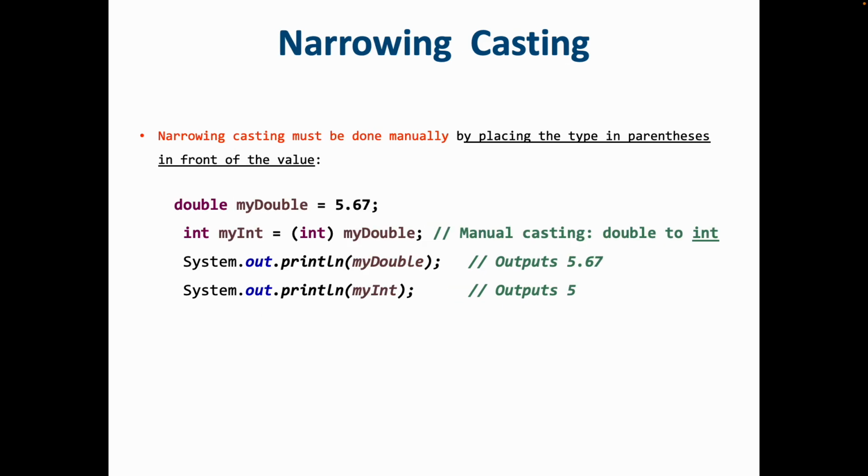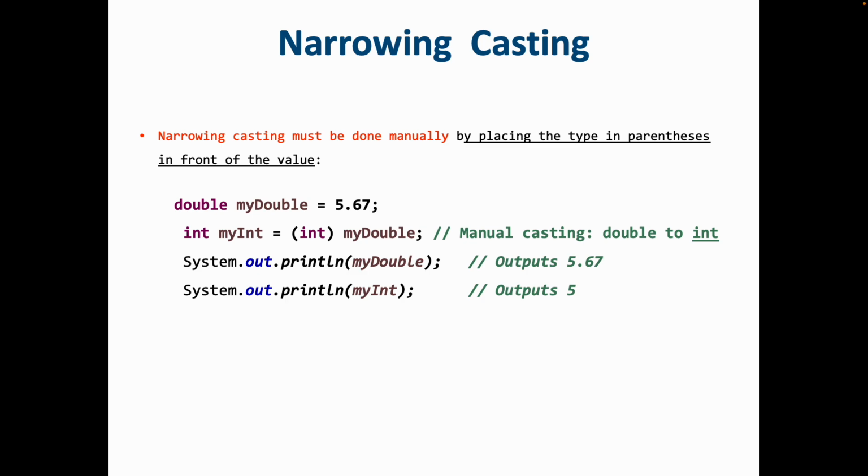But in the narrowing part, things will be different. When I say my double value is 5.67, and then I immediately say my integer is my double, I will get a compiler error saying that you cannot do it because one of them is a double and the other is an integer. What I'm actually trying to do is squeeze 8 bytes into 4 bytes, which is not possible. That's why I'll get an error message.